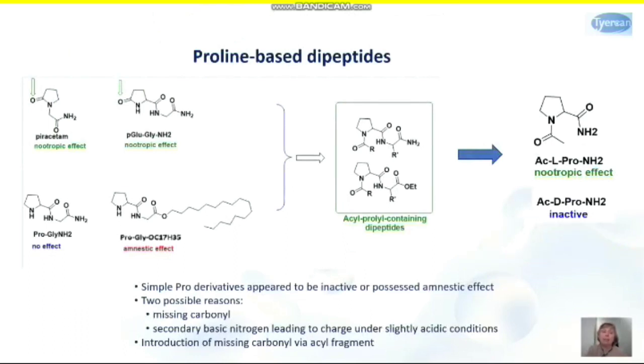Analyzing the structure of natural peptides with similar activity, we found that the pyroglutamyl asparagine sequence forms the N-terminus of the main metabolite of arginine vasopressin. And it's known that both arginine vasopressin and its main metabolite show some effect on memory. A simple dipeptide containing proline glycinamide didn't show any influence on memory. But its lipophilic analog, cetyl ester of proline glycine, showed a clear amnestic effect, so it worsened memory.